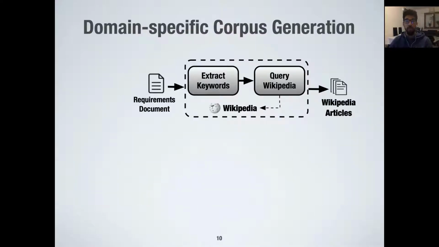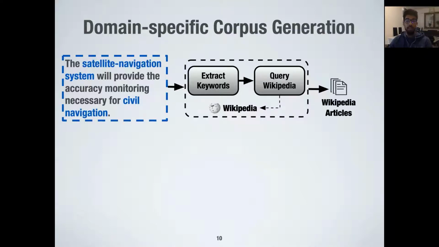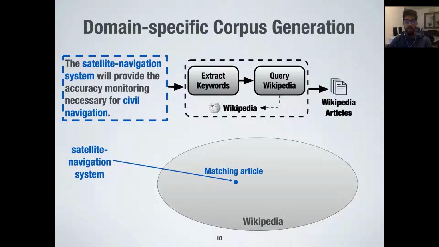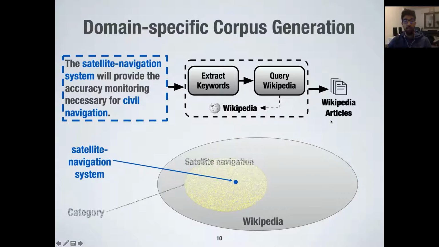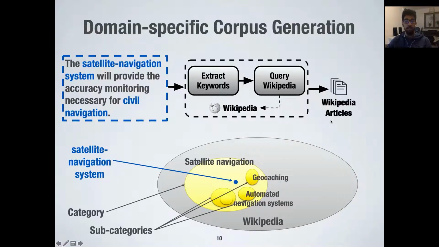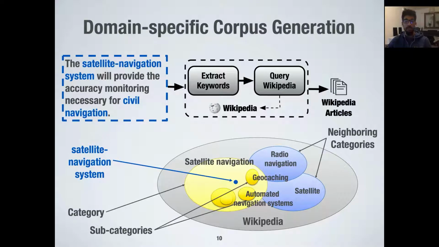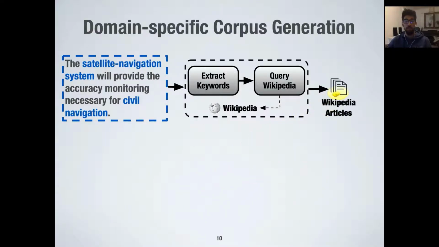We generated the domain-specific corpus from the input requirements document. First, we automatically extract the keywords from the document using an existing tool. Say we get the keyword satellite navigation system from this example requirement. We use this keyword to query Wikipedia looking for a matching article. The matching article is an article in Wikipedia whose title has an overlap with the keyword. If we find a matching article, then we add it to our corpus. Then we also add all articles in the same category, the subcategories, and the neighboring categories. The set of the collected articles from Wikipedia is our domain-specific corpus.